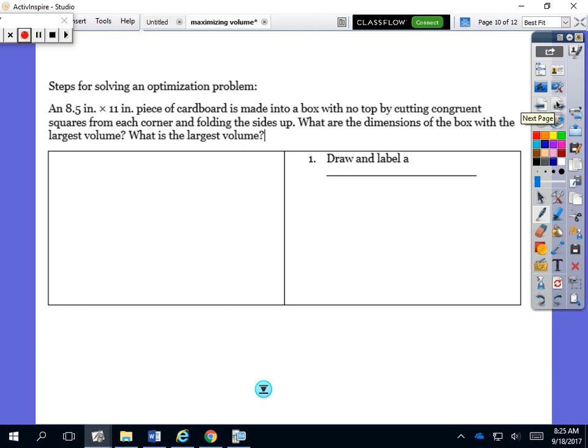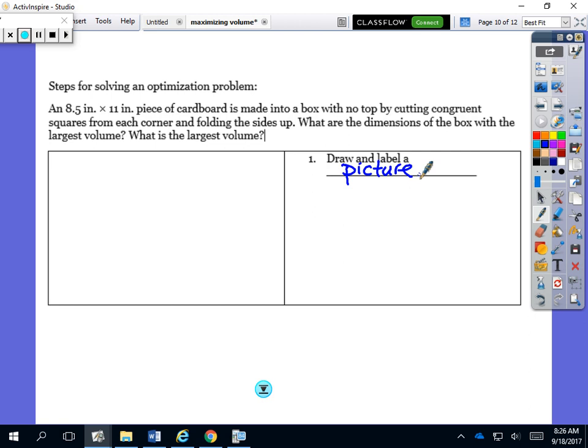So an 8.5 by 11 inch piece of cardboard is made into a box with no top by cutting congruent squares from each corner and folding the sides up. What are the dimensions of the box with the largest volume? Dimensions, we're talking about length, width, and height. So what are the length, width, and height of this box? First thing you always do when you do one of these is draw a picture.